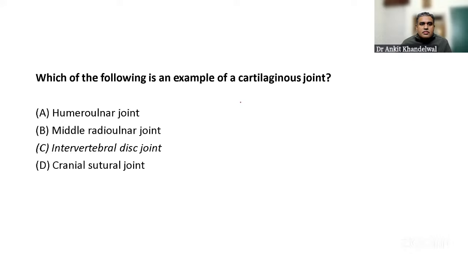But joints is one of the most important, or not one of, but is the most important topic from the general anatomy. Question: which of the following is an example of cartilaginous joint? Humeroulnar, middle radioulnar, intervertebral disc, or the cranial suture joint? Answer over here, let me not tell you the answer over here. We'll figure it out. Okay, so let us study the joints for a few minutes.